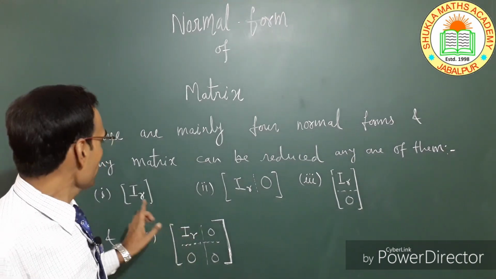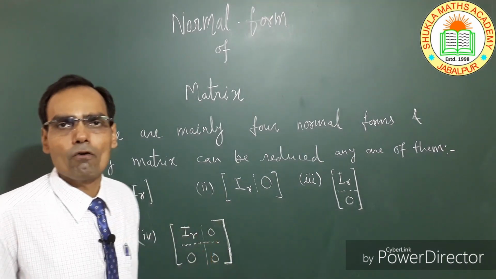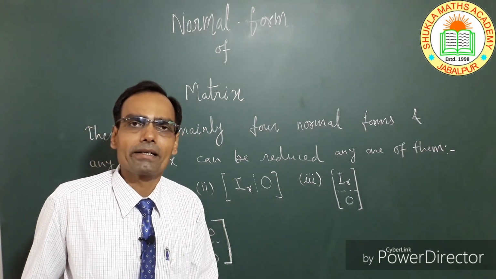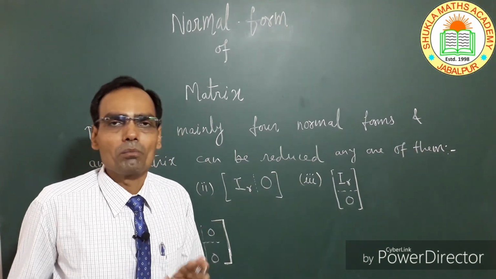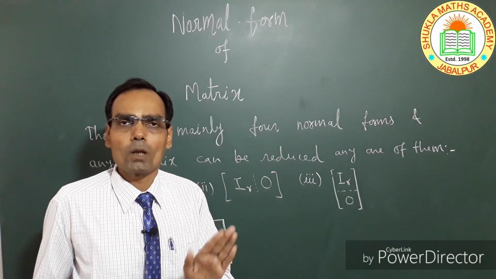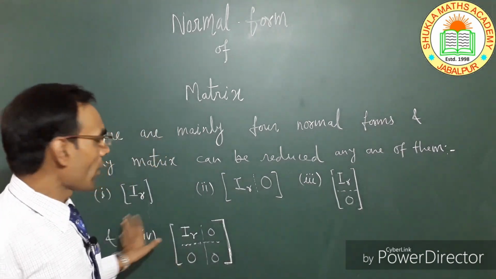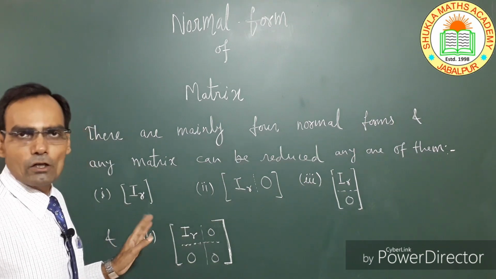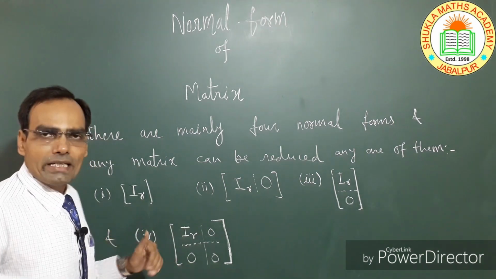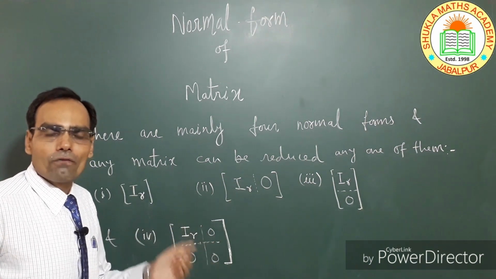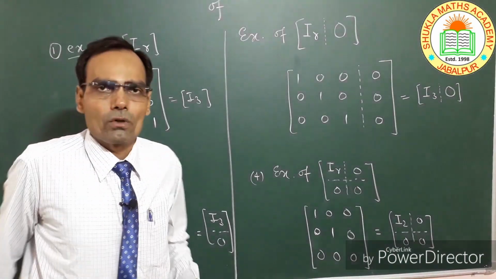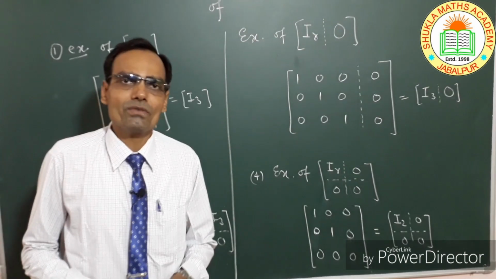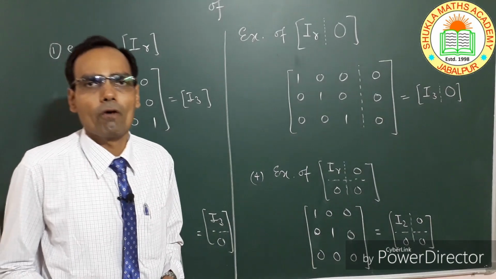So we have these mainly four normal forms, and any matrix can be reduced to any one of them by using elementary row and column operations. After getting the normal form, we can easily find the rank of the matrix. So now we will take examples of normal form.